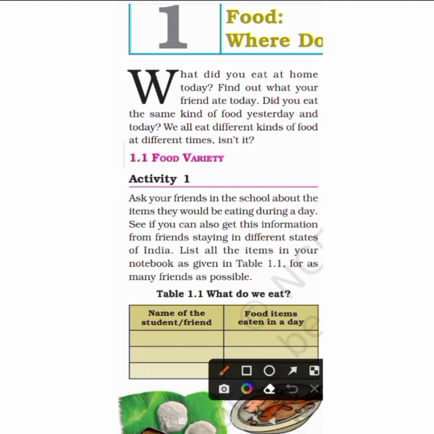Find out what your friend ate today. Did you eat the same kind of food yesterday and today? We all eat different kinds of food at different times, isn't it? So this paragraph tells us about the variety of food. So here we just need to remember this point. We all eat different kinds of food at different times. We just need to understand this thing.